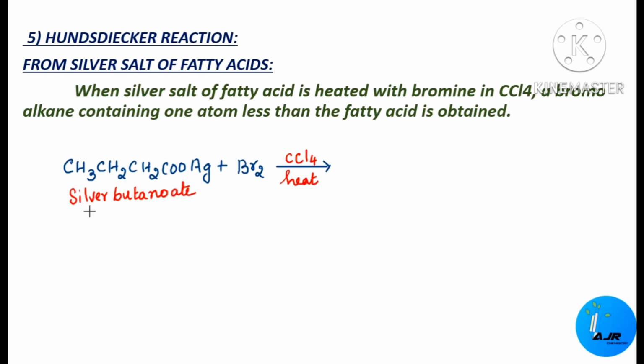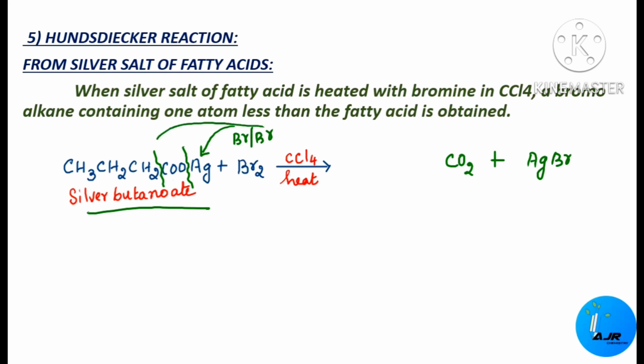Here this is silver butanoate. Now when it is treated, this bromine gets split like this, Br, and this also gets split like this. So what happens? This COO will be liberated as carbon dioxide, CO2, and one Br will be added to the silver, giving AgBr, and another Br will be added to this one, giving CH3CH2CH2Br.